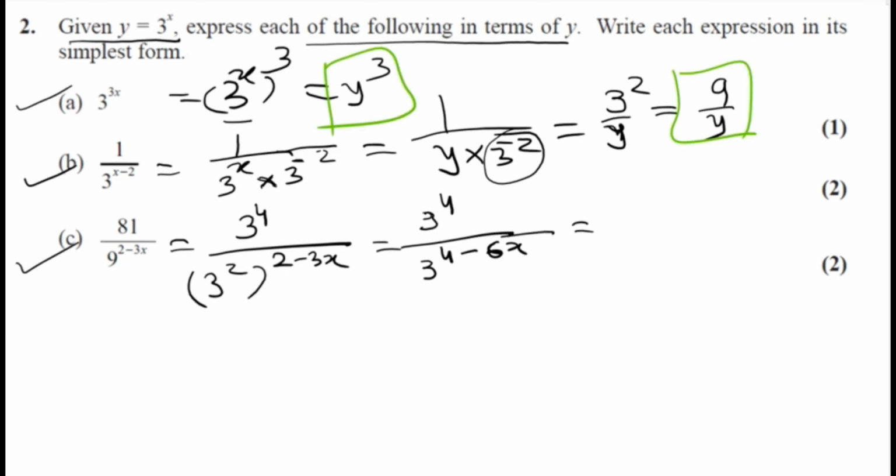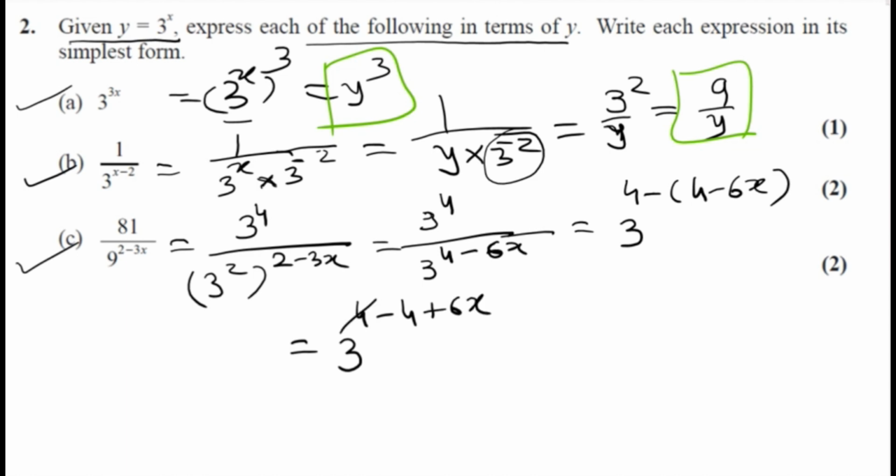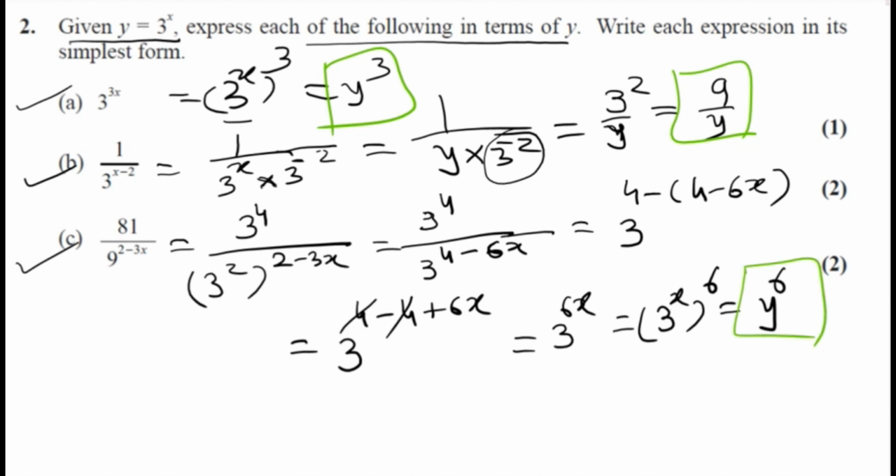We know if there is a division, then we have to subtract power. So 3 power 4 minus 4 minus 6. Don't forget to put a bracket because the sign will change. So 3 power 4 minus 4 plus 6x. Plus 4 minus 4 get cancelled. So 3 power 6x. And I will rewrite this as 3 power x, power 6, so y power 6. So this is our final answer for C.